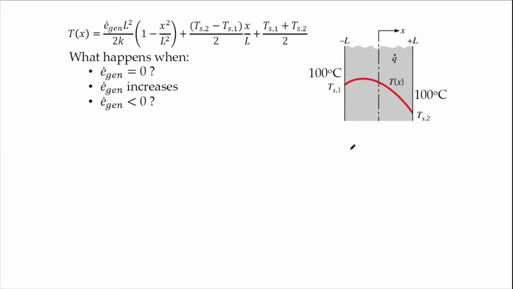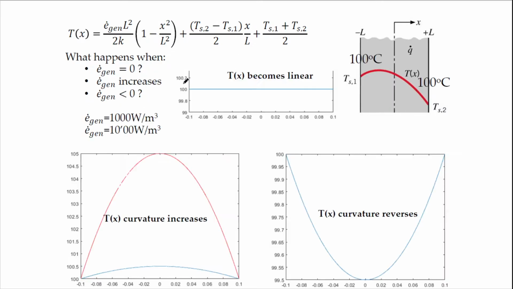So okay, what happens if we have both walls at 100 degrees C? What happens under steady state? What happens if we don't have heat generation? Meaning there is no heat generation, so you can basically cancel this out, and then you have only this equation. If E gen equals 0, your temperature profile across the wall will be 100, just a straight line. This makes sense because there is no temperature difference, so your 100 degrees C will be a straight line.